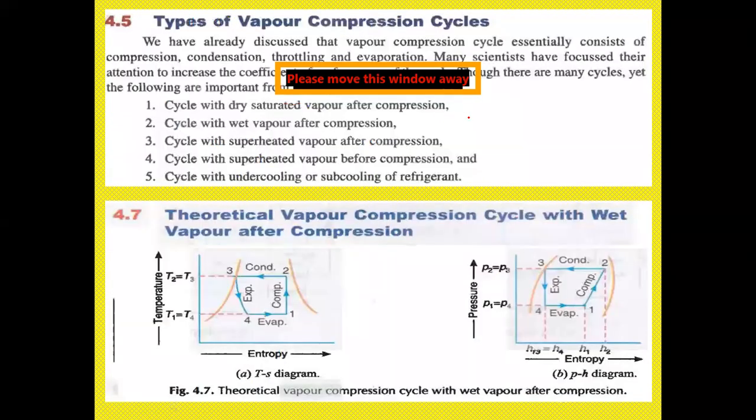Next, coming to the types of vapor compression cycles. In the last slide we discussed the four components where the analysis takes place, right? So the next thing to be discussed is the types of vapor compression cycle.